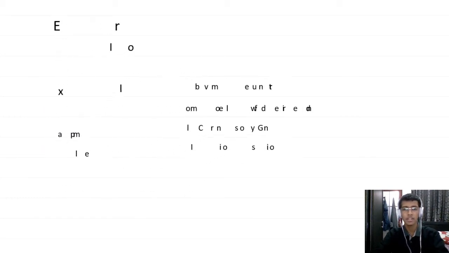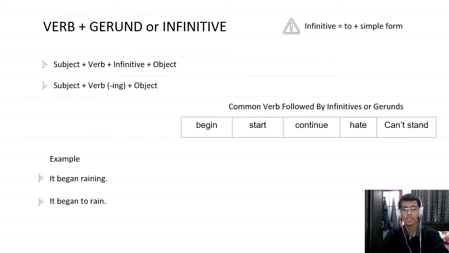The second topic I want to discuss here is verb plus gerund or infinitive. Since it is mentioned with or in the title, it means that the verb can be followed by either a gerund or an infinitive, depending on the type being used. There are two types of general form.